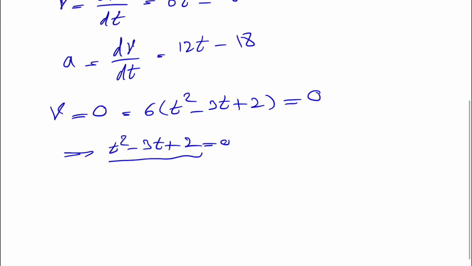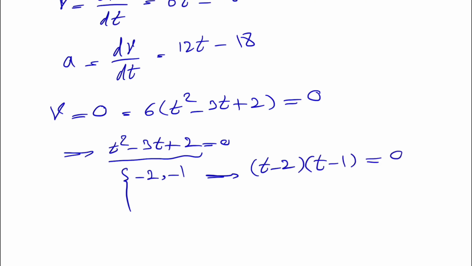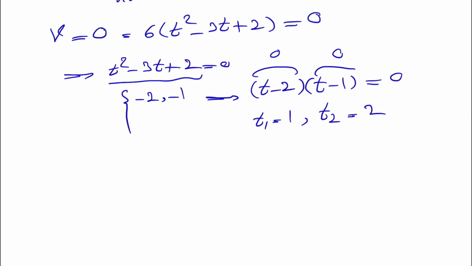In this one, we know we have two roots that multiply to 2 and add to minus 3. So we can write down the equation t minus 2 times t minus 1 is equal to 0. Or we can use the quadratic formula, but this is just an easier way to find the roots of this quadratic equation. So one t will be 1 and the other t will be 2. Basically we are putting each of these equal to 0. From one of them we get t is equal to 2 and the other one t is equal to 1. So we have two different t's for the condition that velocity is 0.